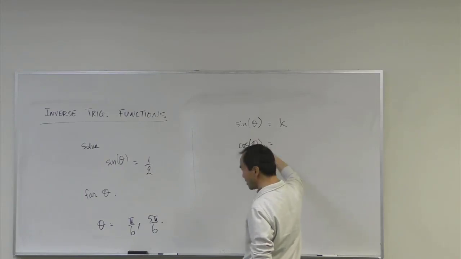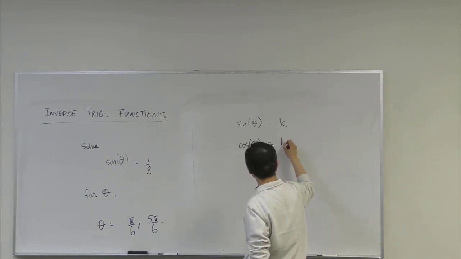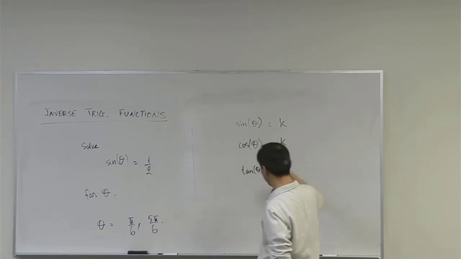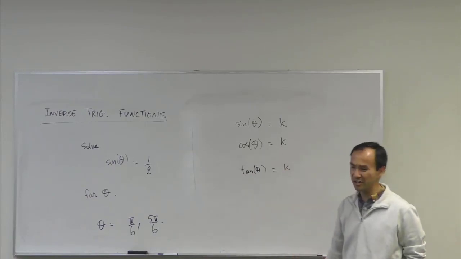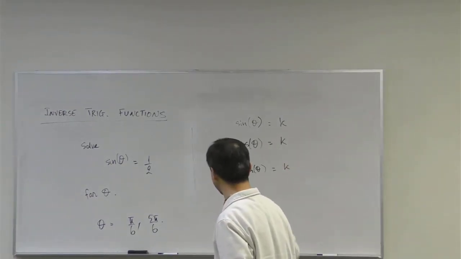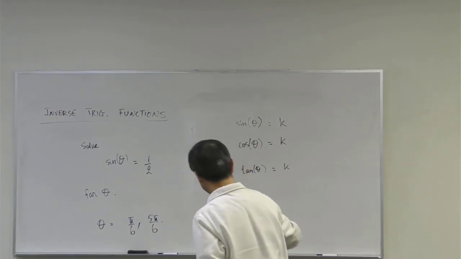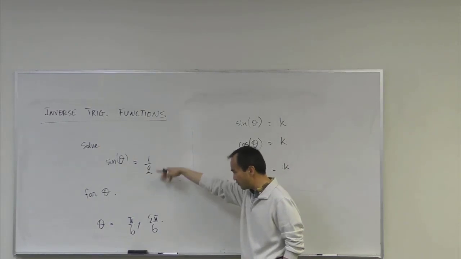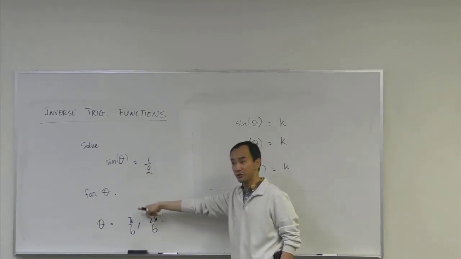The fundamental equations are still here. We want cosine theta equals some k value, or tangent of theta equals some k value. These are all the fundamental ones, and I diminished the importance of secant, cotangent and cosecant because they all came out from these. But in the end, the only method we relied on was looking through the unit circle.